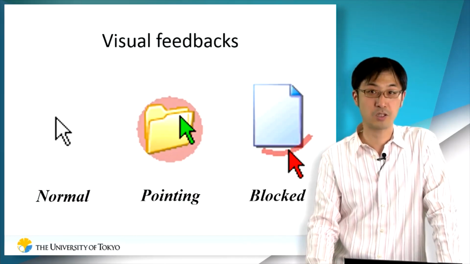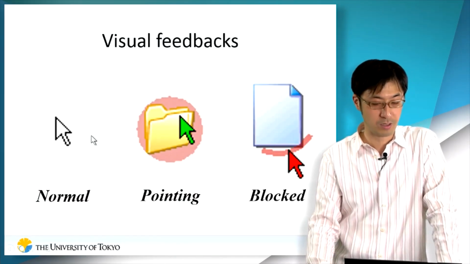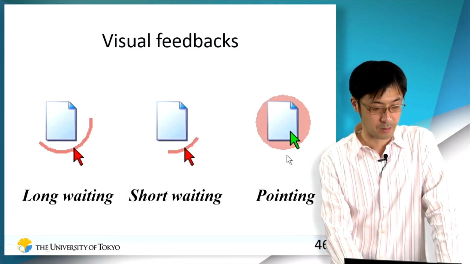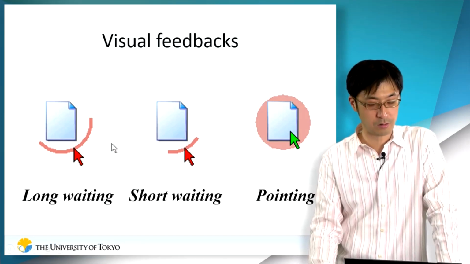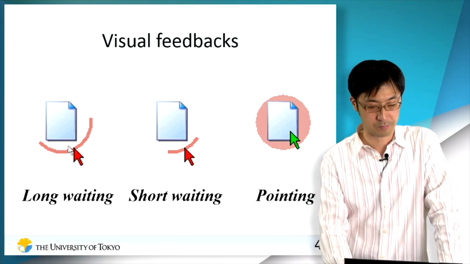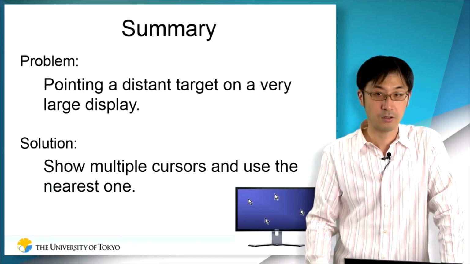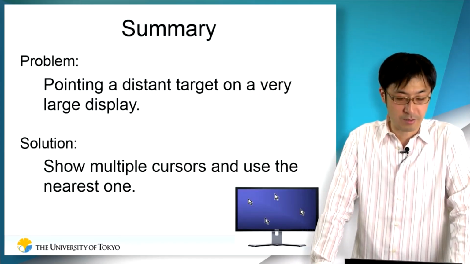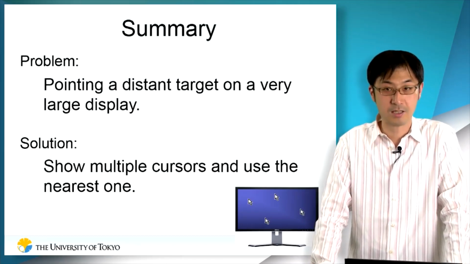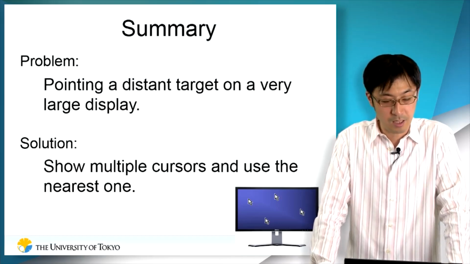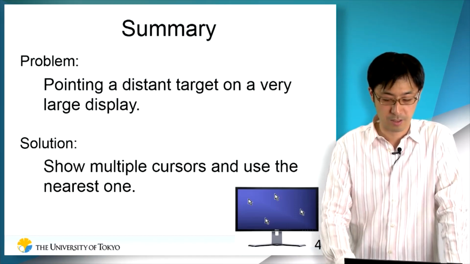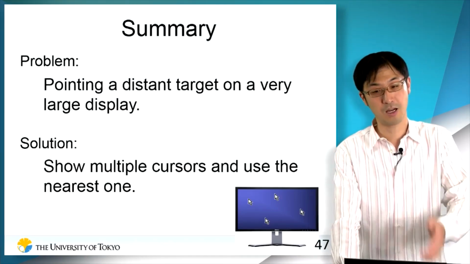And we provide visual feedback: normal cursor, pointing cursor, and blocked cursor. And we also provide visual feedback about the waiting time. So that's it, and here's a summary. We discussed the problem of pointing at a distant target on very large high-resolution displays. Our solution is to show multiple cursors and use the nearest one. And we also described how to address ambiguity problems.